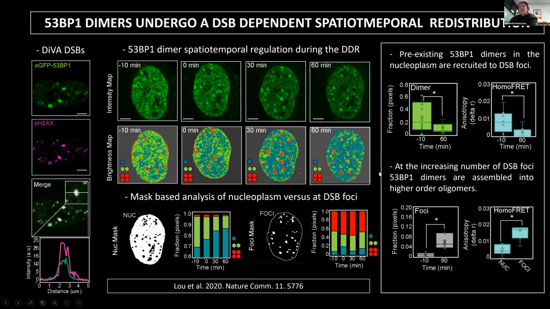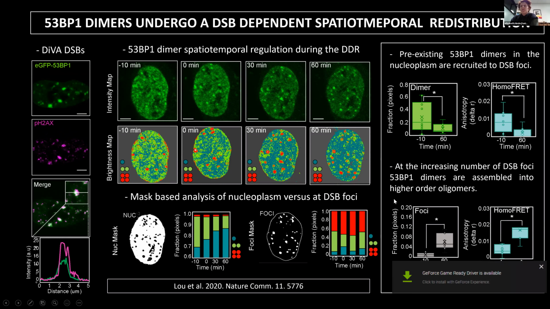So collectively, this suggested to us that the 53BP1 dimers are extracted from the nucleoplasm and redistributed to these double-strand break locations. And at those locations, they accumulate and potentially assemble into higher order oligomers. So how do the 53BP1 dimers accumulate at these locations? This comes back to our original question: how is 53BP1 biophysically recruited to these sites?